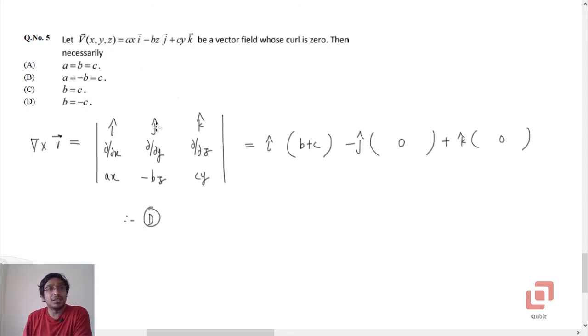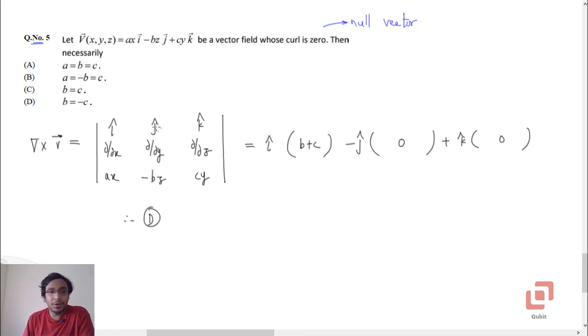Let's now talk about question 5, which is based on vector calculus. Let v bar be ax i cap minus bz j cap plus cy k cap, and this is a vector field whose curl is 0, or null vector, because curl is a vector quantity. Then necessarily a equal to b equal to c, a equal to minus b equal to c, b equal to c, or b equal to minus c.